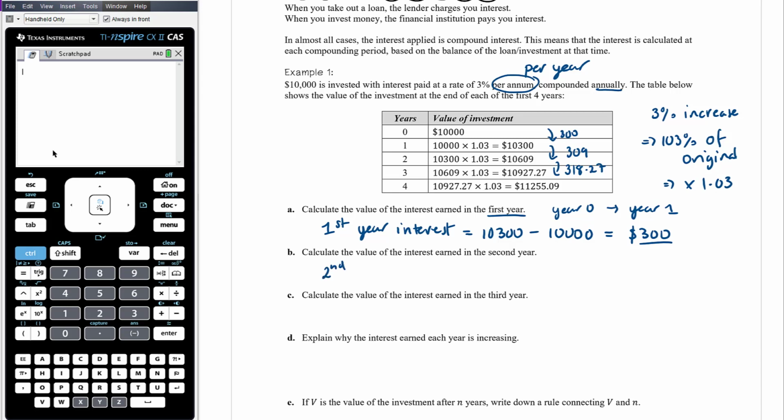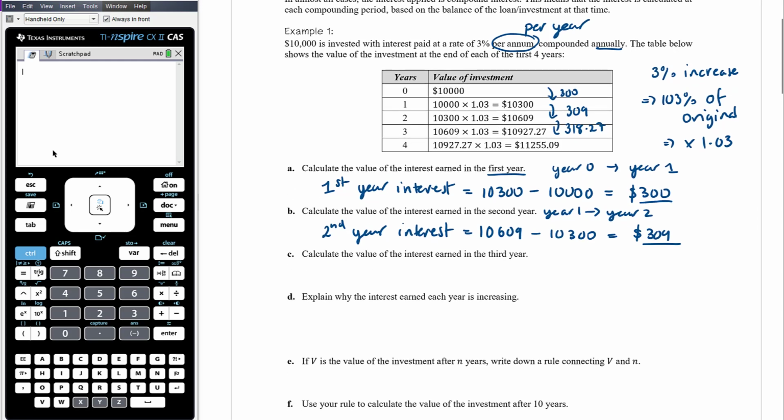So the second year interest is going to be $10,609, so second year being from year 1 to year 2. At year 2, it's worth $10,609 minus what we were worth at the end of year 1, $10,300. So the interest we've earned there is $309. Calculate the value of the interest earned in the third year.